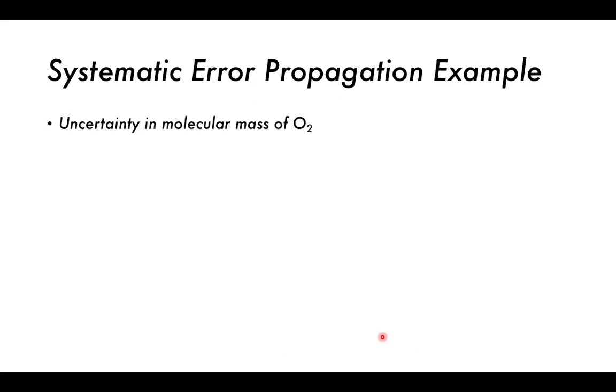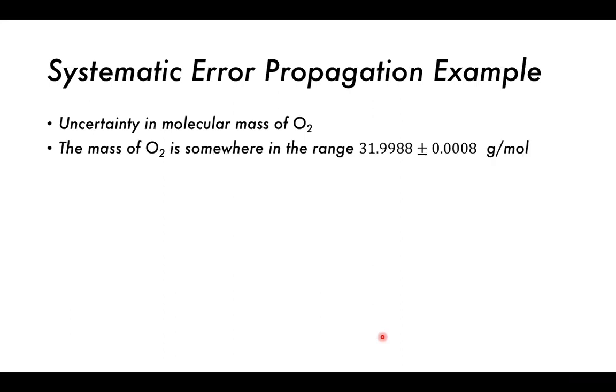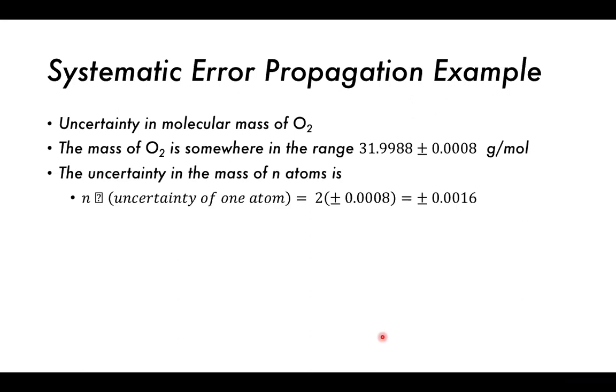Uncertainty in the molecular mass of O2. The average mass of O2 is 31.9988 plus or minus 0.008 grams per mole. So what's the uncertainty in this? The uncertainty in the mass of n atoms is n times the uncertainty of one atom. So that's 2, the number of atoms in molecular oxygen, times the uncertainty 0.008, which is equal to plus or minus 0.0016.